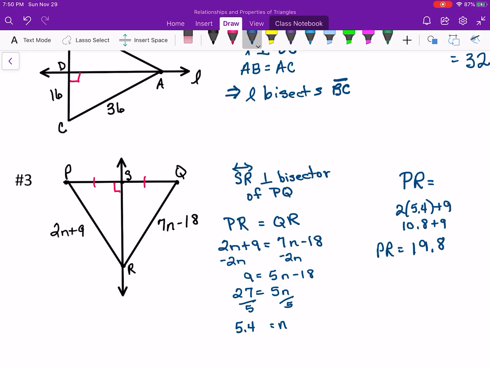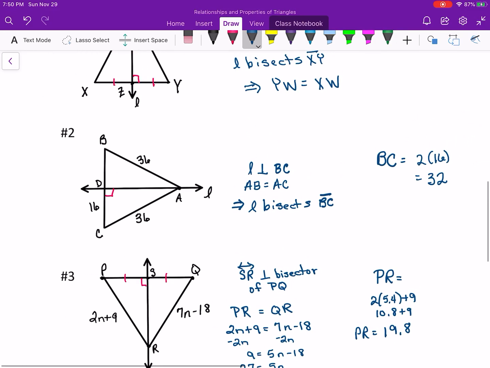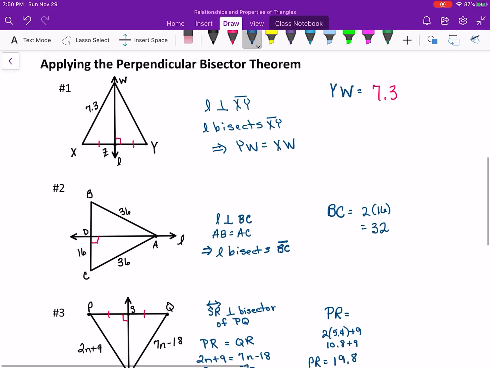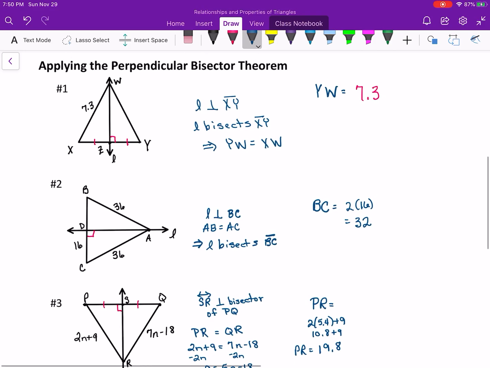All right, so out of the 3 examples, we had the first one and the last one use the fact that our point was on the perpendicular bisector, so the 2 slanted sides of that triangle were the same. And then your second example used the converse theorem. Since we knew the 2 slanted sides of the triangle were equal, then we knew it was on the perpendicular bisector. That should help you with some of the problems I'm going to ask you to do.